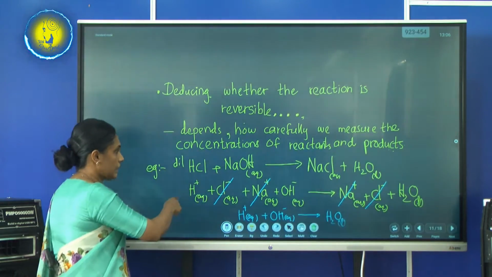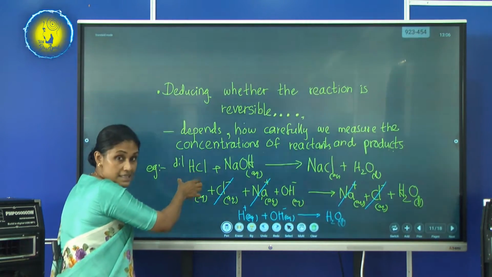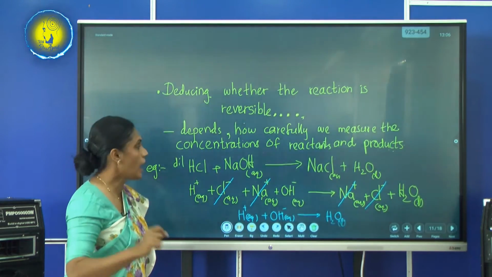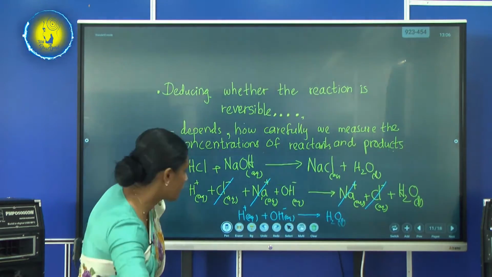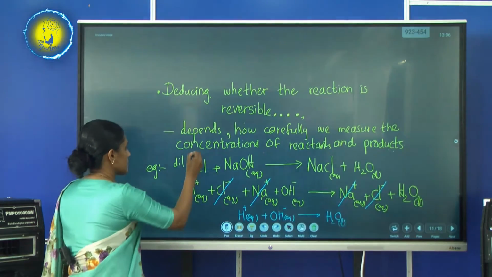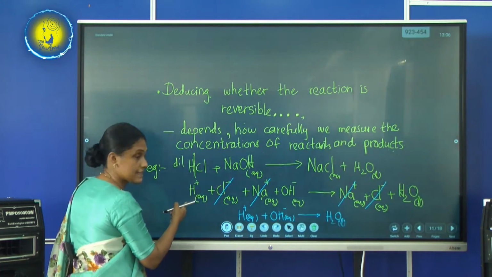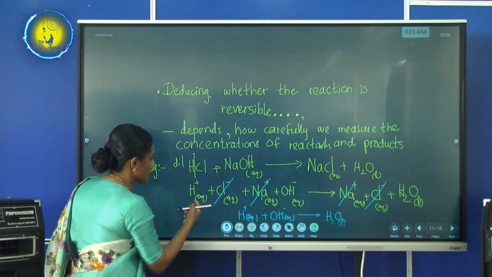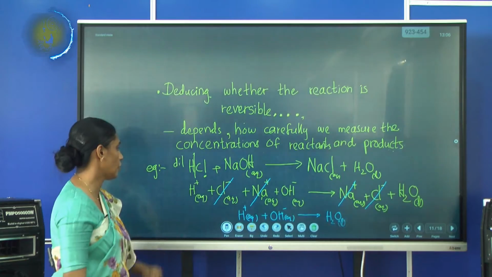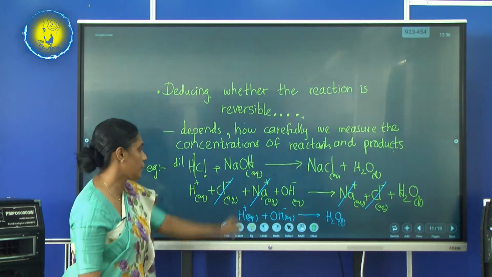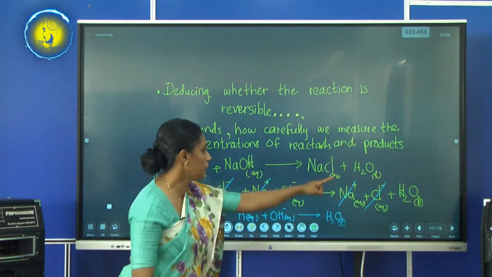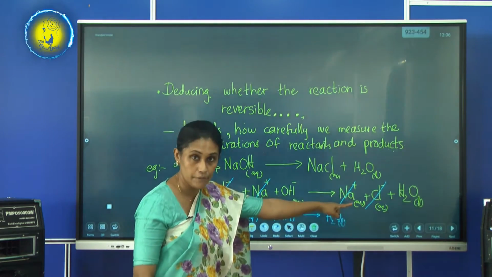Example is given here. One is dilute HCl with aqueous sodium hydroxide. You know the ionization process here. Let me write it for your convenience. You can break this: hydrogen cation, chloride anion, aqueous. I wrote dilute here. Then sodium hydroxide: sodium cation, hydroxide anion. Fine. Sodium chloride, also you have to ionize.